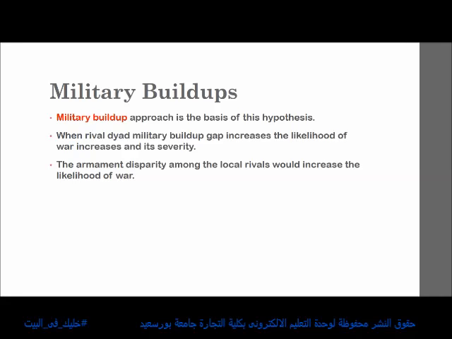So keep in your mind, we have different theories. Arms race is very close to balance of power, but power transition is the opposite of balance of power, and basically the opposite of military build-up assumptions. So you have to understand the three theories: balance of power, power transition, and arms race.